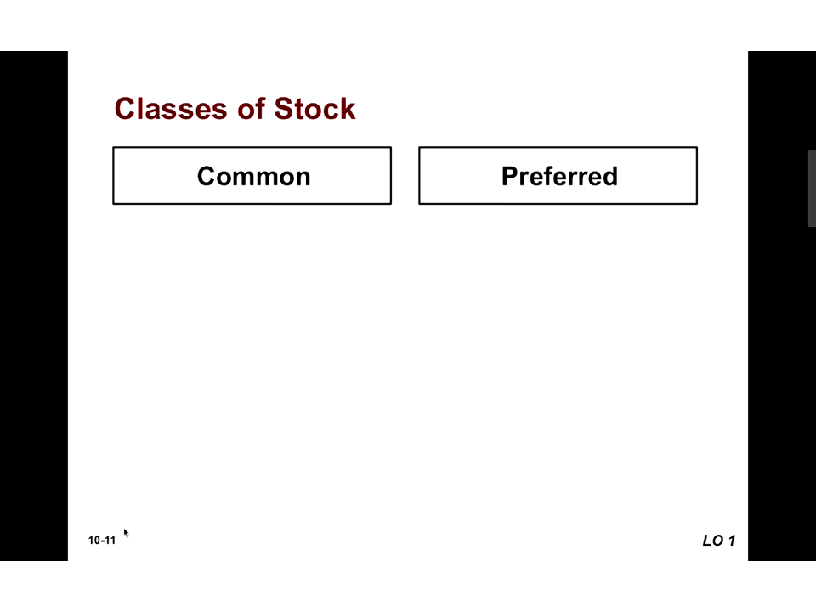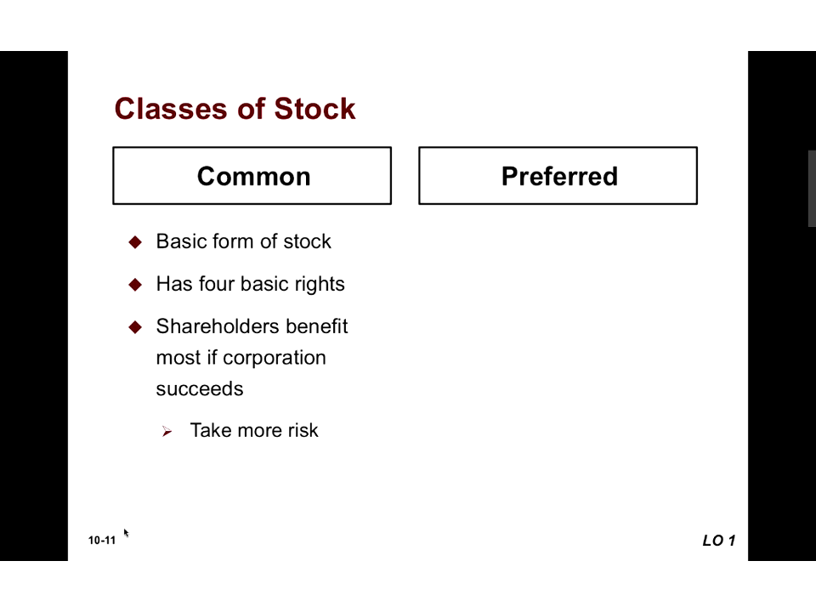Okay, two classes of stock. There are two potential classes of stock we have. First one's common stock. And again, I'm using the word common stock because that's what it's called. The word common is not used as an adjective here. It's common stock. That's the name of it. Common stock, every single company has common stock. Okay? It is the most basic form of stock. It has the four basic rights that we talked about earlier, the liquidation, the preemption, etc.